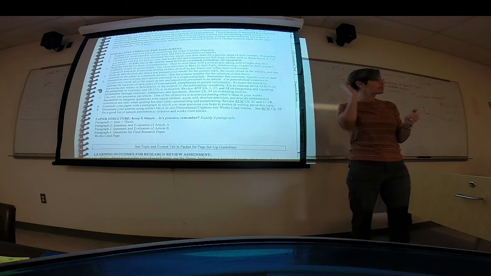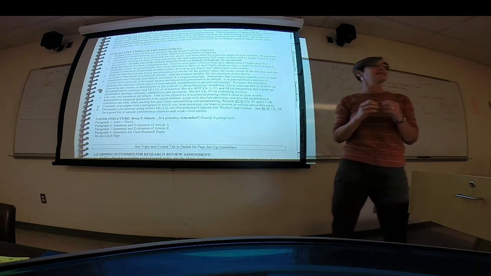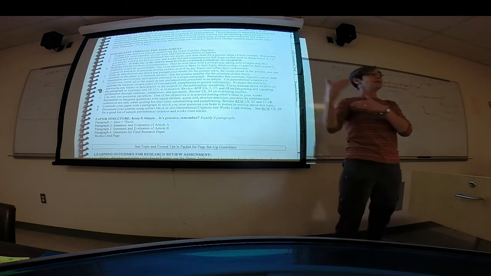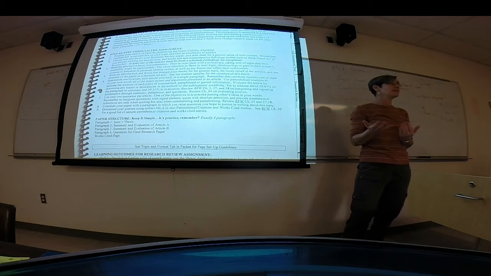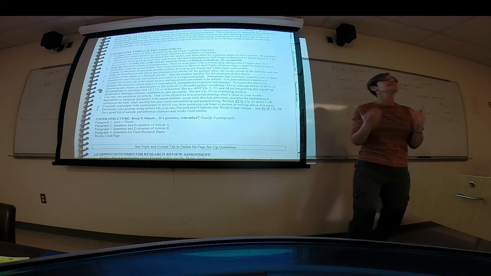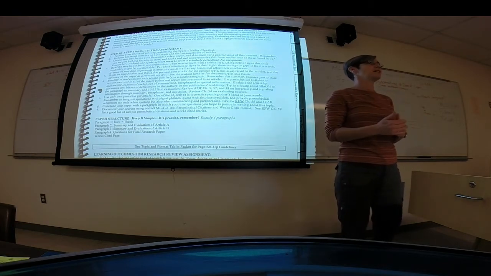And everyone can have the same structure. Again, we'll deal with more complex thesis statements in the next assignment. But at this stage, all you're doing is summarizing and evaluating. The thesis just needs to indicate that you're going to summarize and evaluate two sources.